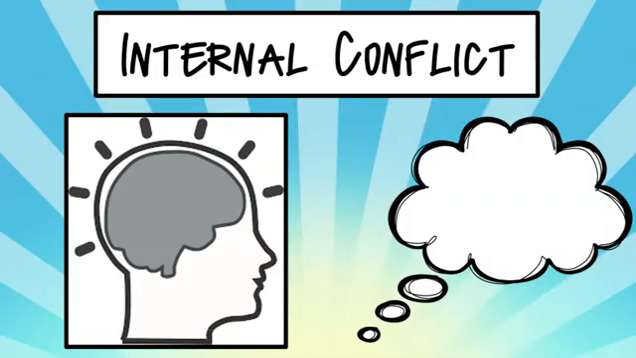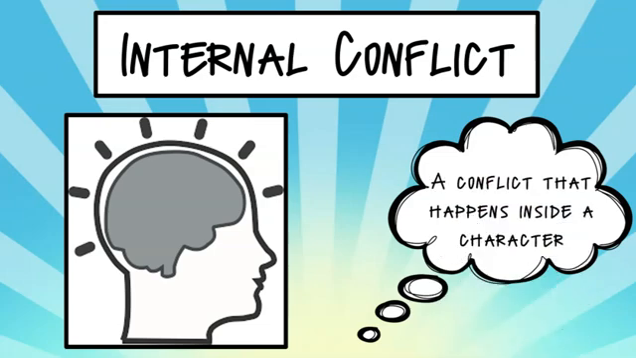The first type of conflict, internal conflict, is a conflict that happens inside a character. Examples of internal conflict include a character's struggle with fear, self-image, mental illness, guilt, or a moral dilemma.